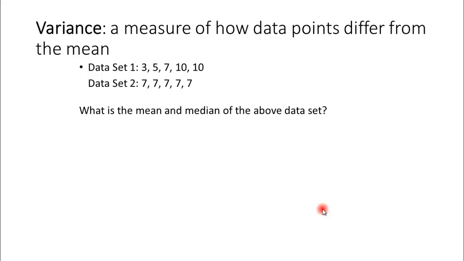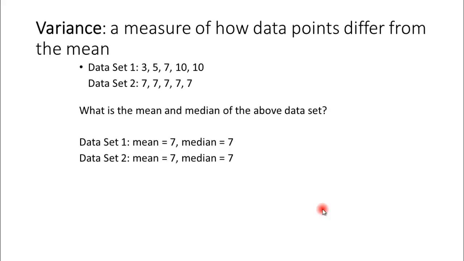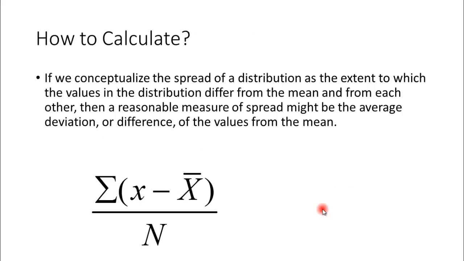Variance and standard deviation. Variance is a measure of how data points differ from the mean, or how far they are from the mean. Let's see with an example. There is data set 1, which has 3, 5, 7, 10, 10. There are 5 values, and there's a bottom data set 2, which has 5 values again, all 7s. What are the mean and median for data sets 1 and 2? They are the same. All the central measures are the same. But does this data look the same? No. So we need a statistic that defines the variability in the data, and that variability comes from variance and standard deviation. Okay, how to calculate variance?